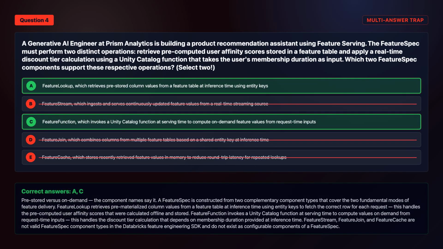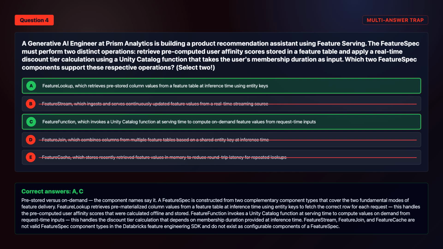The correct answers are option A and option C. Pre-stored versus on-demand. The component names say it. A feature spec is constructed from 2 complementary component types that cover the 2 fundamental modes of feature delivery. Feature lookup retrieves pre-materialized column values from a feature table at inference time using entity keys to fetch the correct row for each request. This handles the pre-computed user affinity scores that were calculated offline and stored.